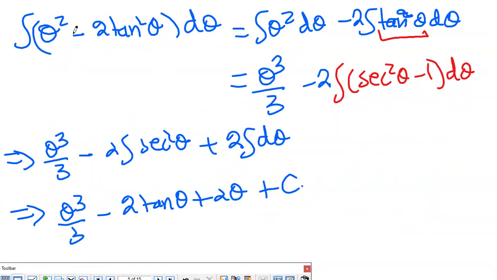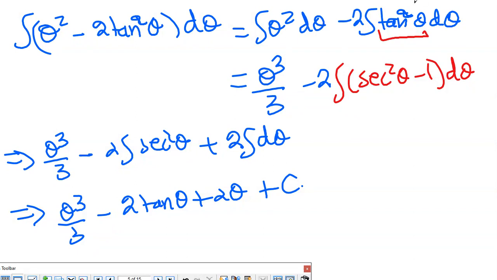Now, if I have another example here, I can have another variable. No need to have x. I can have theta. So here I'm using theta. Theta squared minus 2 tangent squared theta d theta. Integral of theta squared d theta, as I'm saying x squared dx, is theta cubed over 3.